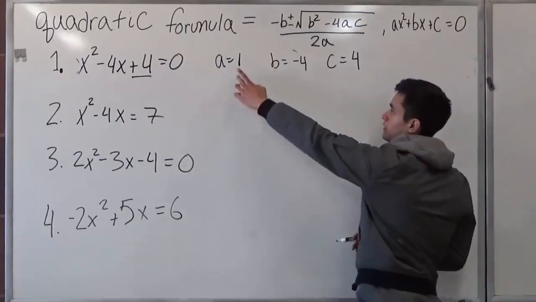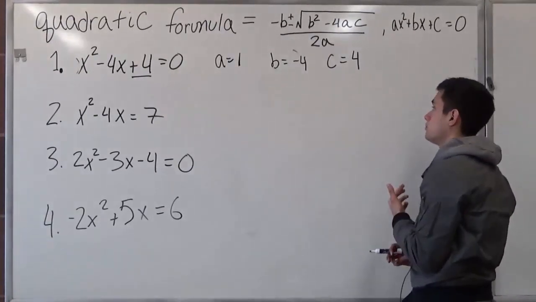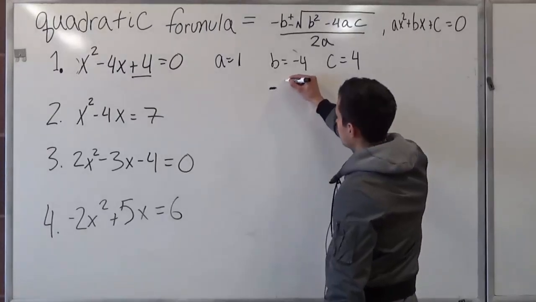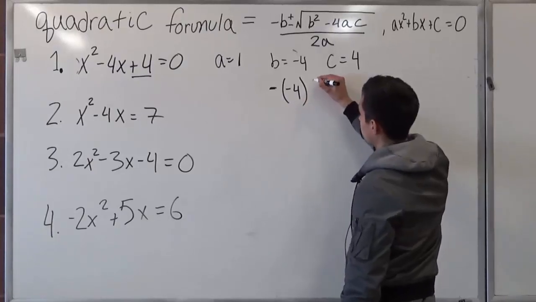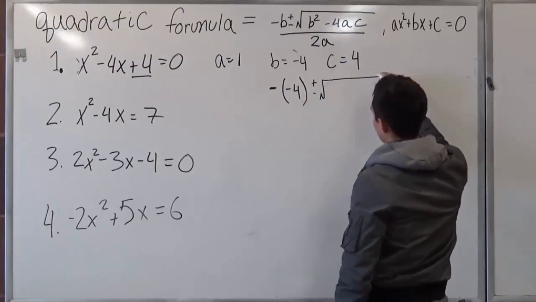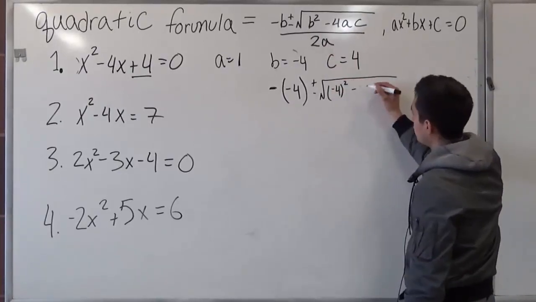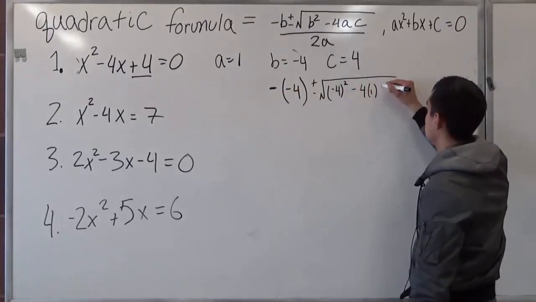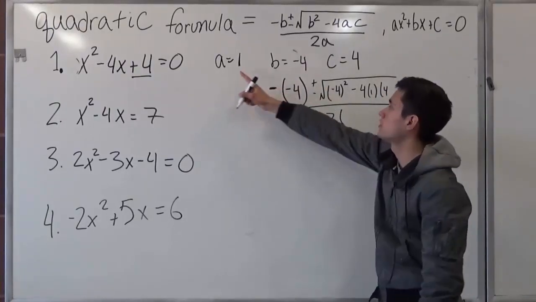So now that we have a equal to 1, b equal to negative 4, and c equal to 4, all we have to do is plug these variables in and solve. So b is negative 4, so we put negative 4 plus or minus b squared, negative 4 squared, minus 4 times a, which is 1, times c, which is 4, all over 2 times a, which is 1.